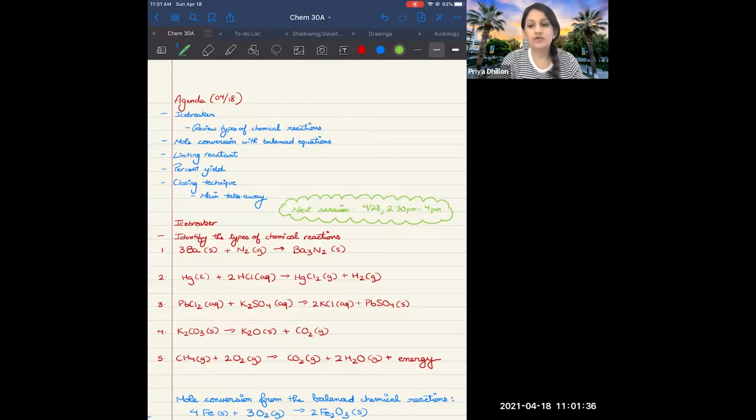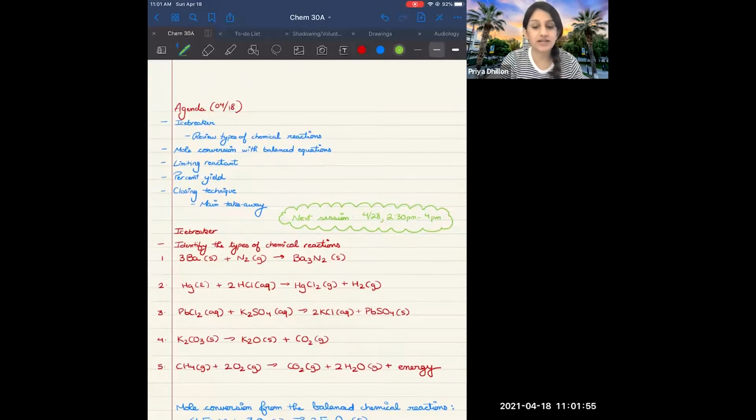So far, we have been doing just simple mole conversions within the question. So this will be like a step above that. So if you're a little bit confused about that, please stop me on the way, ask as many questions as you want. And then we will be going over limiting reactant and percent yield.